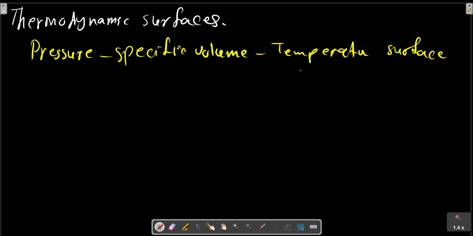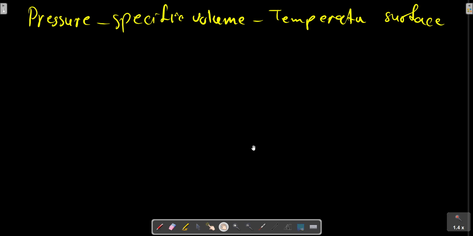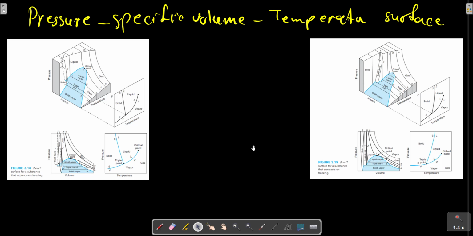Two such surfaces are shown in these two pictures. Two types of the pressure, specific volume, and temperature surfaces were shown in these two pictures. There is a difference between the two pictures.